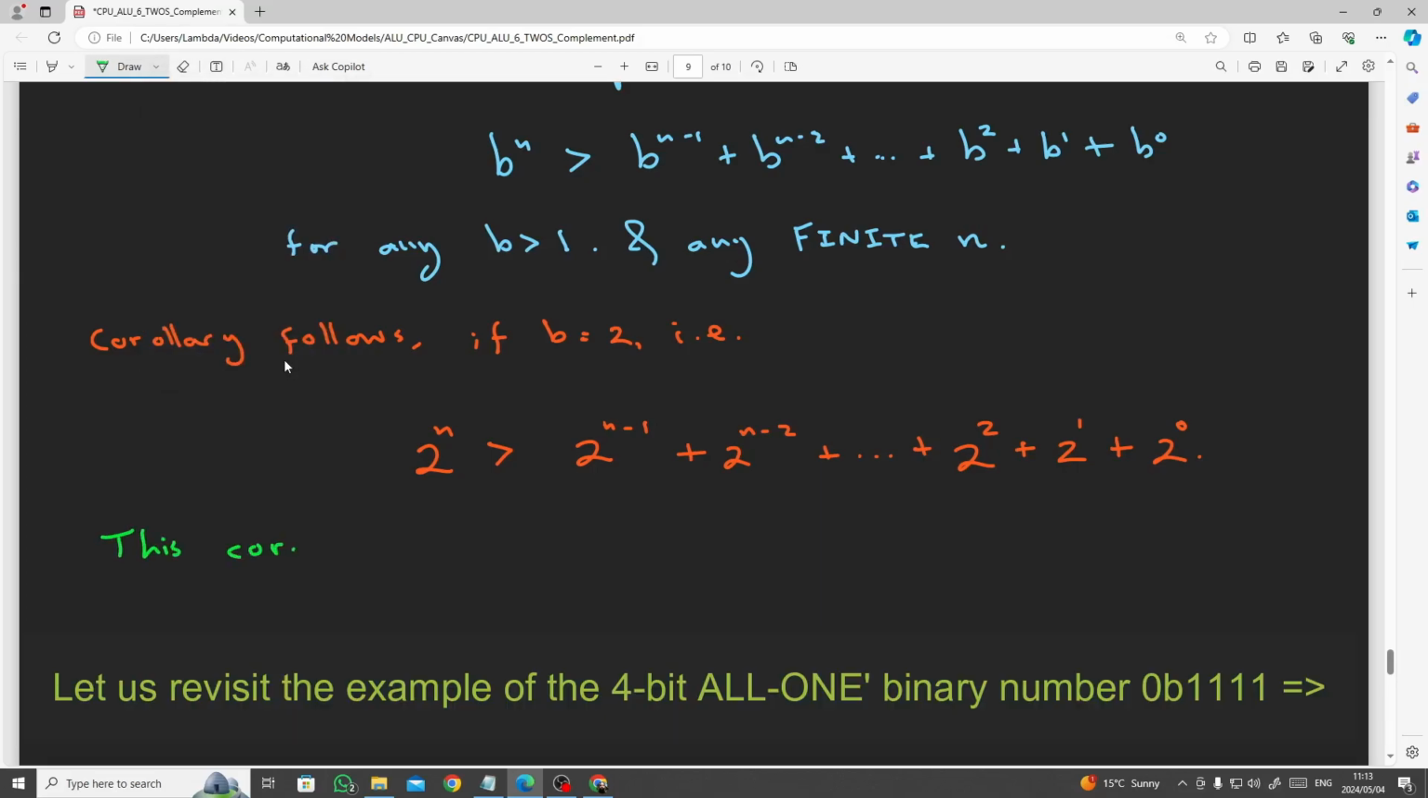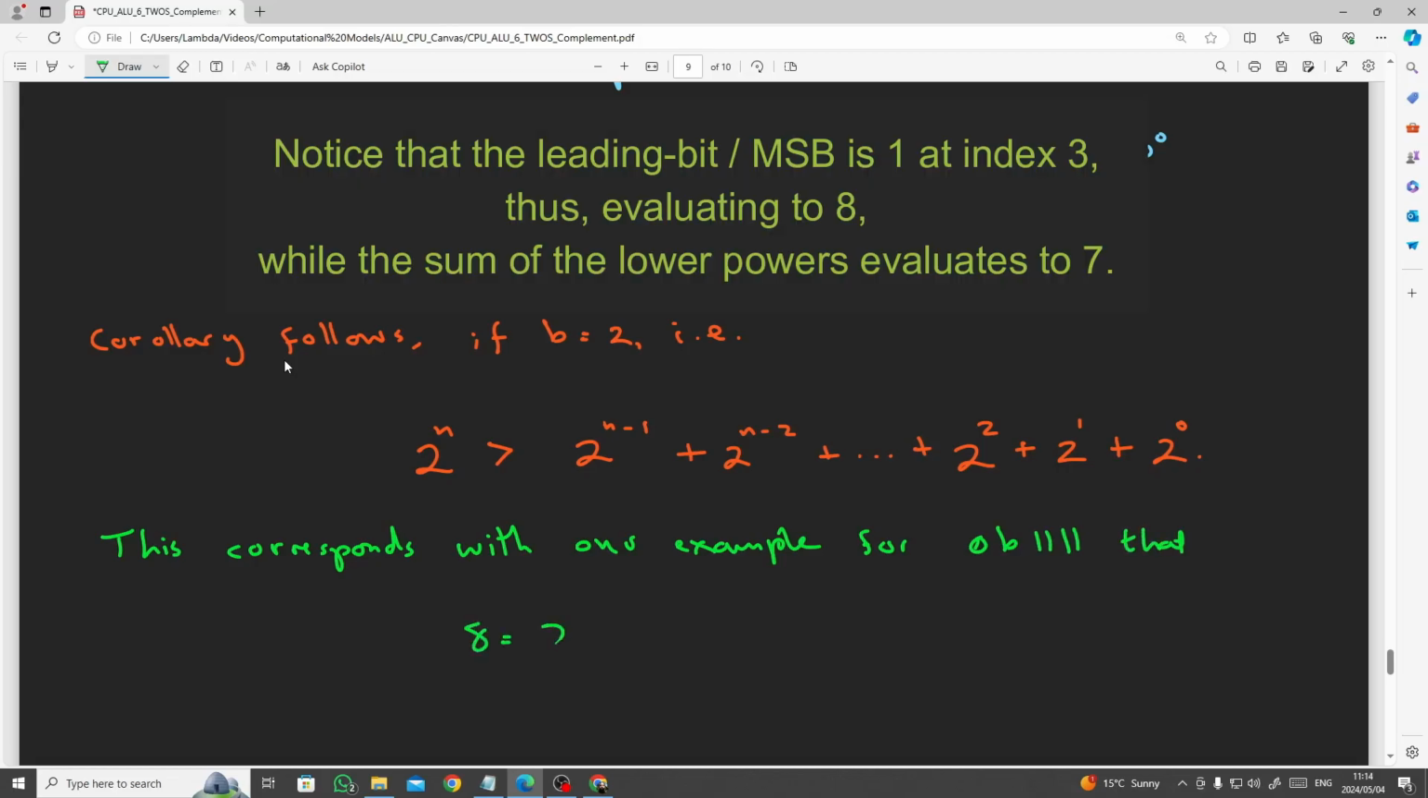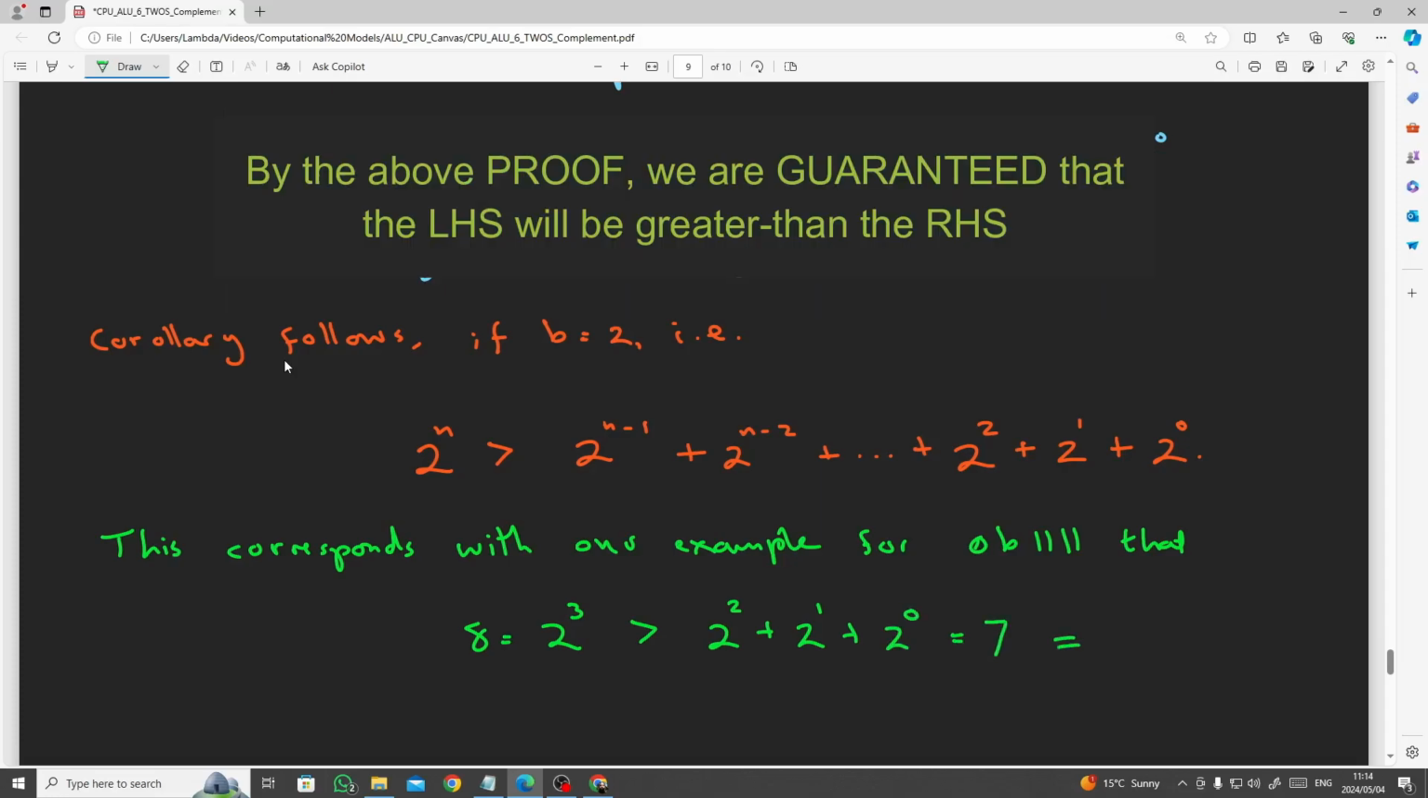Let us revisit the example of the 4-bit all ones binary number 1111. Notice that the leading bit or most significant bit is 1 at index 3, thus evaluating to 8, while the sum of the lower powers evaluates to 7. By the above proof, we are guaranteed that the left-hand side will be greater than the right-hand side.